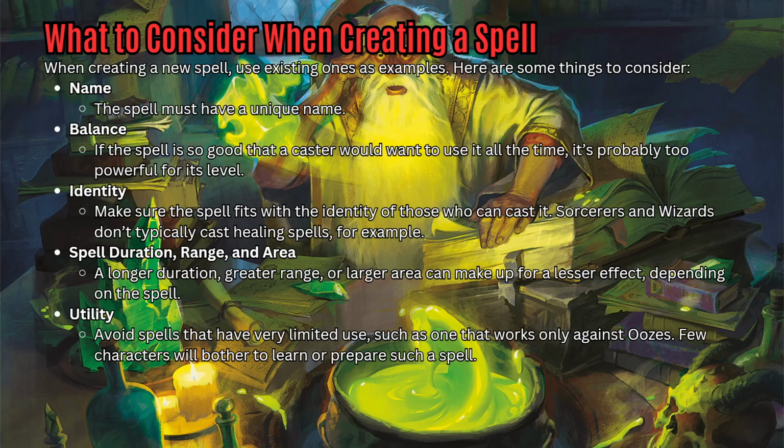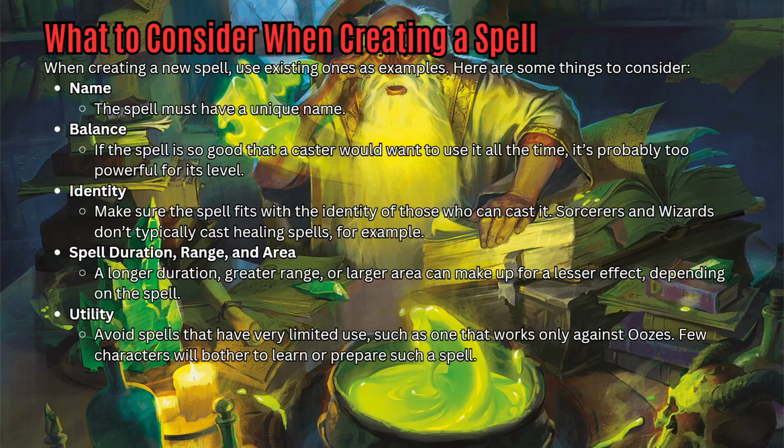So we need to think about what to consider when we're creating a spell. When we create a new spell, we use existing ones as examples, and this is really just to help us create a balance when using these spells in our games, because we need to consider a number of things. First off, the spell needs a unique name, which is, go figure, but balance is very important, because if the spell is so good that a caster wants to use it all the time, then it's probably too powerful for the level that you're wanting to place it at.